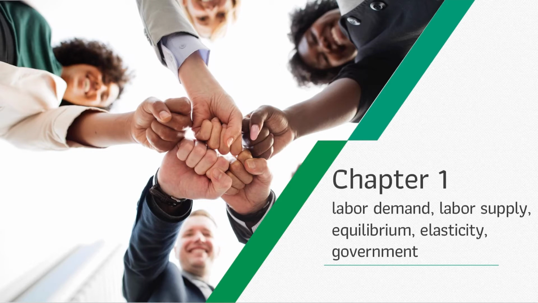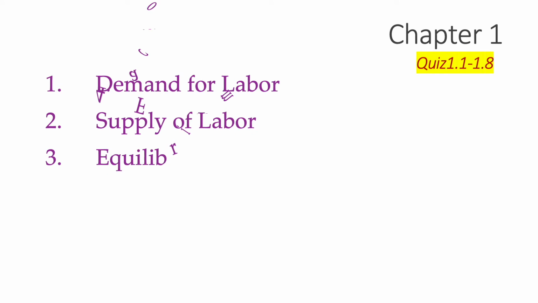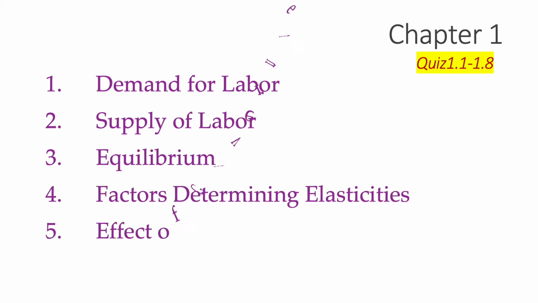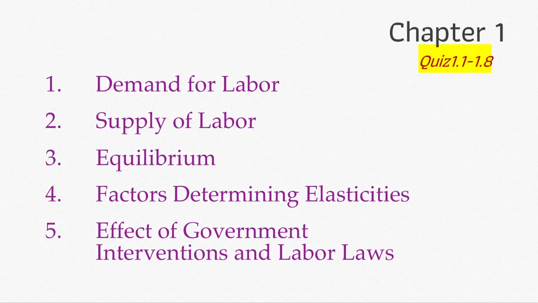Chapter 1 is the demand for labor, supply of labor, equilibrium, elasticity, and government intervention. These are the 5 topics in chapter 1. In chapter 1, I have a quiz for you, 8 quizzes. For this quiz, all of you have to write down in handwriting and send it to me in the Facebook group.